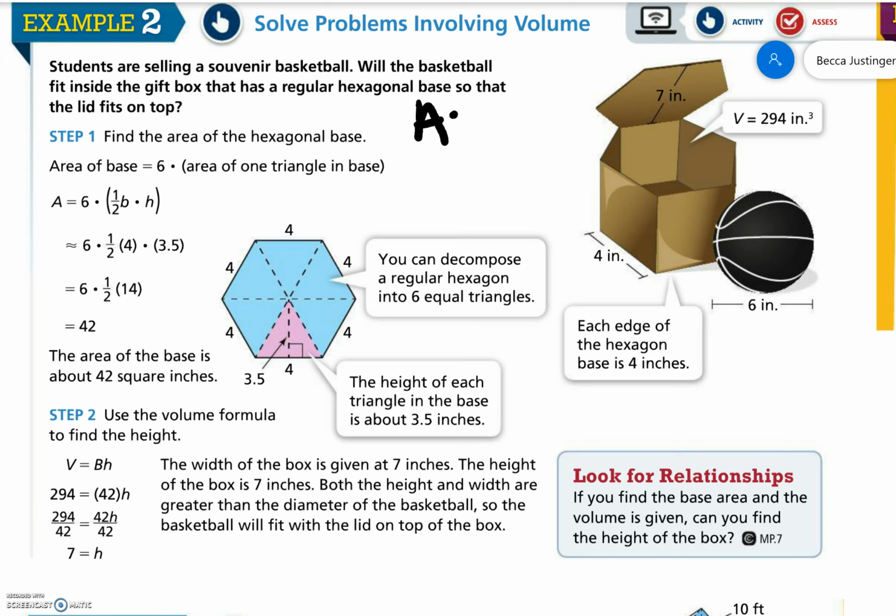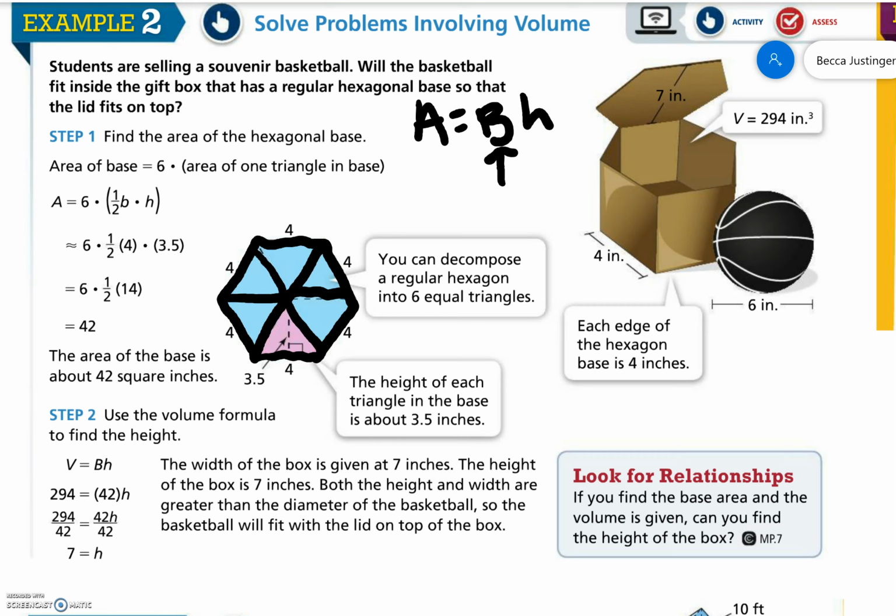Well, same thing. Remember, volume is big B times H, where big B is the area of our base. Our base is a hexagon, and a hexagon is made up of 6 triangles. You can see the 6 triangles. So all we have to do is find the area of one triangle and multiply it by 6. So 1/2 base times height, the base is 4, and the height is 3.5. So they're going to do 1/2 times 4 times 3.5 to get 7, times 6 to get 42. So the area of the base is 42.